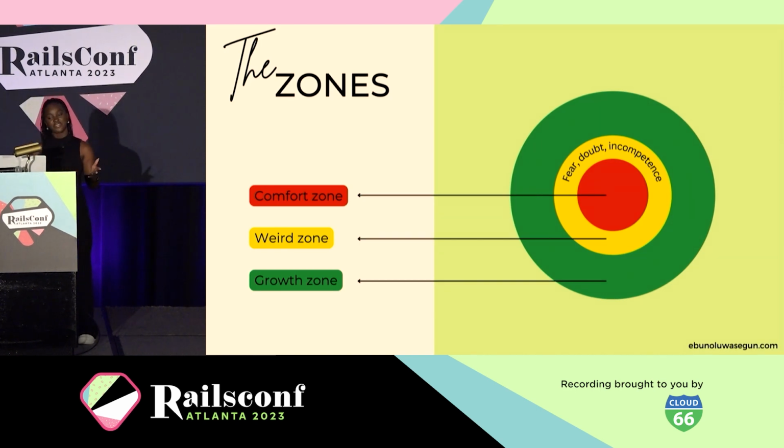Now, as we can see from this diagram, whenever you attempt to learn a new skill, whenever you are faced with an opportunity to grow, or whenever you have a new challenge or a new project that you have to work on at work, you are attempting to step outside of your comfort zone into your growth zone. And as we can see, it's almost impossible to go from your comfort zone to your growth zone without encountering that weird zone, or what I like to call the imposter syndrome zone.